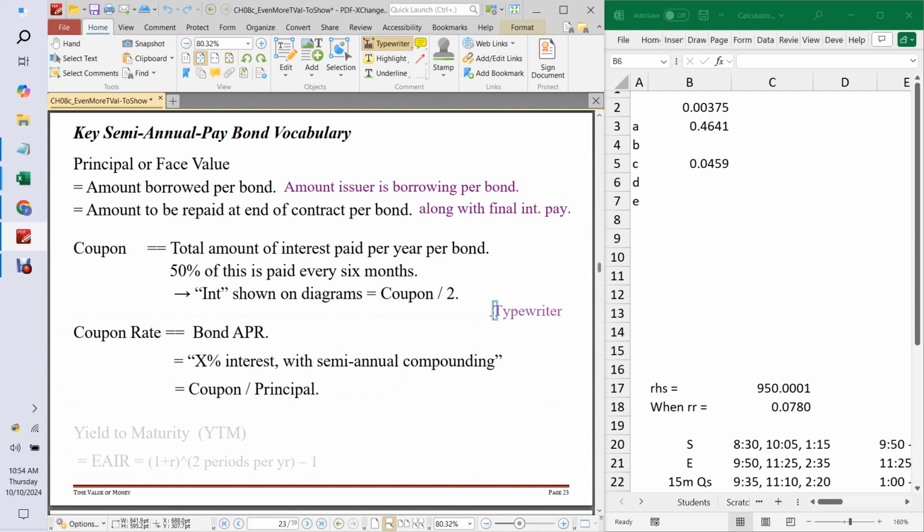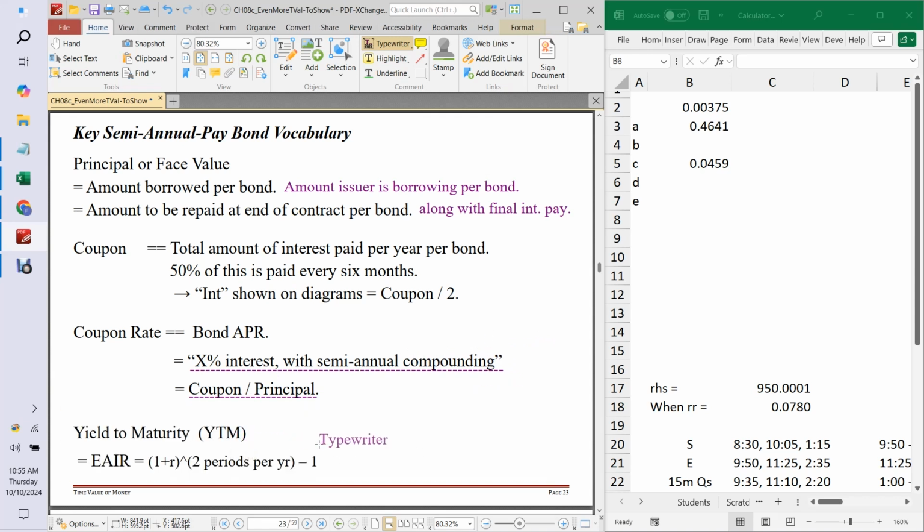The coupon rate, what they call the coupon rate, is what we would call the APR of the bond. The coupon rate is the bond APR. So the way they describe that is X% interest with semi-annual compounding, and we can compute this as just the coupon divided by the principal.